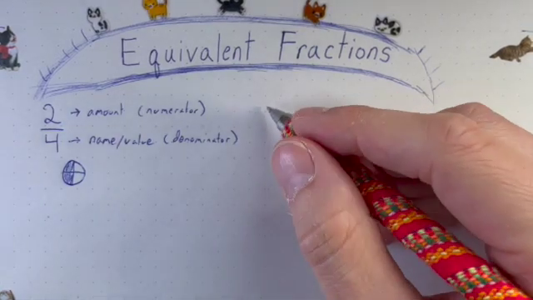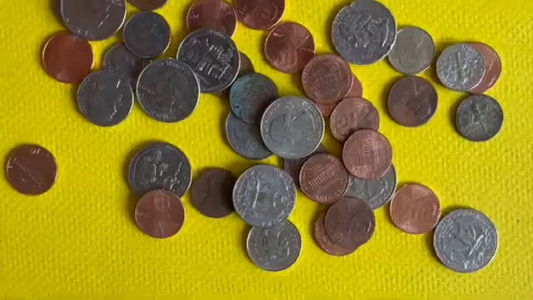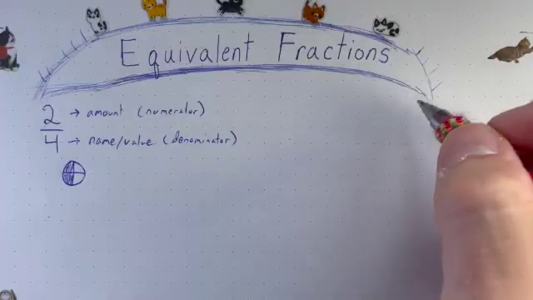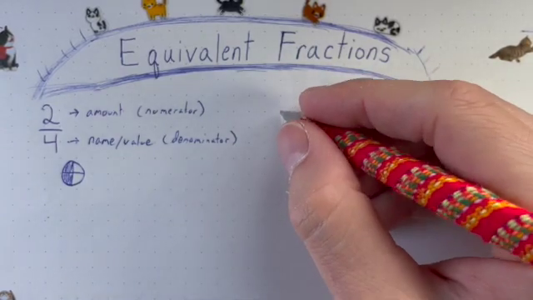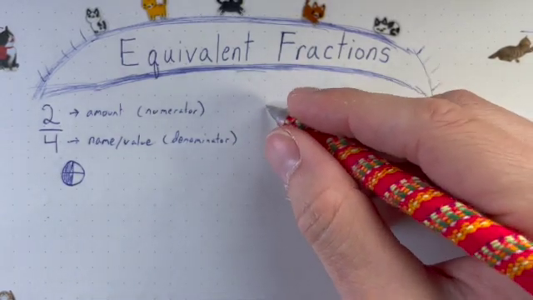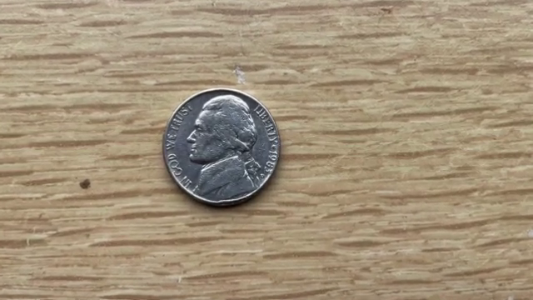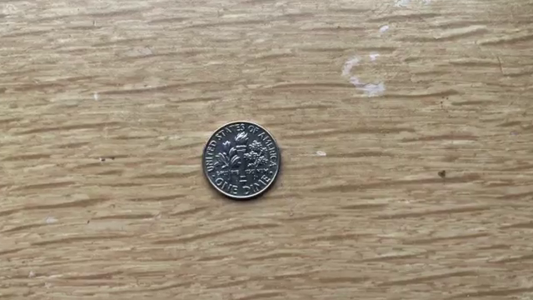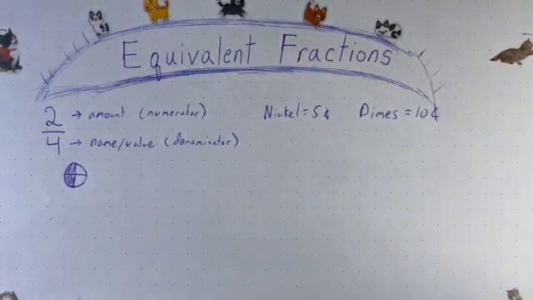Now, before I talk about equivalent fractions, I want to talk about equivalent coins, because coins and fractions have a lot in common. Kind of like how fractions have denominators, coins have denominations. Two different denominations of coins are nickels, which are equal to 5 cents, and dimes, which are equal to 10 cents. So these are 2 different denominations or values of coins.